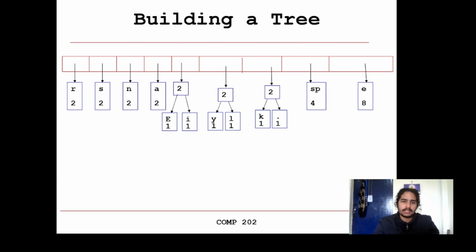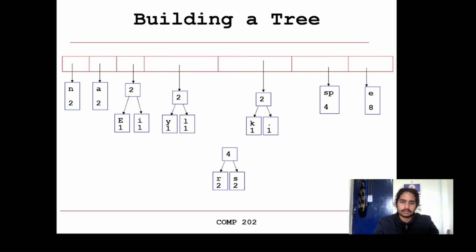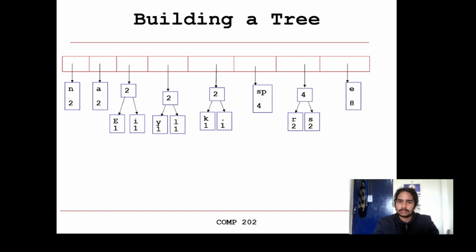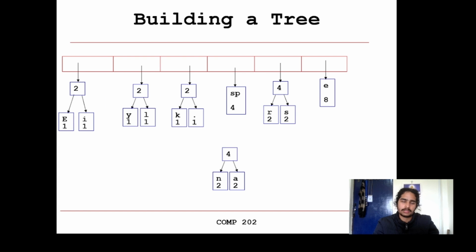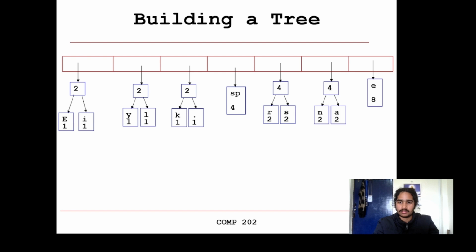After the construction of the priority queue, the elements with highest priority are dequeued. The elements with highest priority are now R and S. They are dequeued and made into a separate tree, like so. The combined priority of the R and S tree is 4. Now 4 is enqueued according to its priority into the priority queue. And then the elements with highest priority now are N and A. The elements are then dequeued and made into a separate tree. Then they are again enqueued according to their priority, in the fourth, fifth, sixth position.